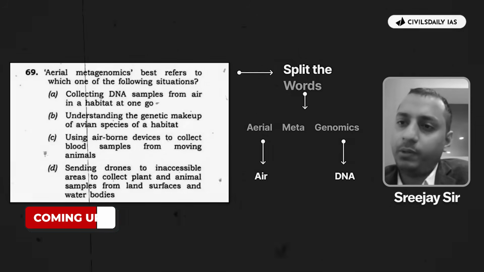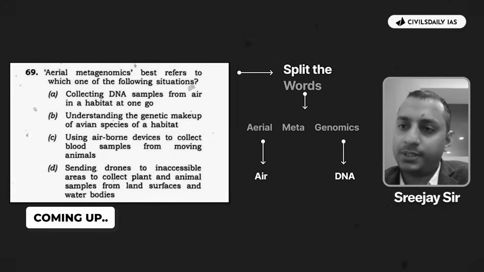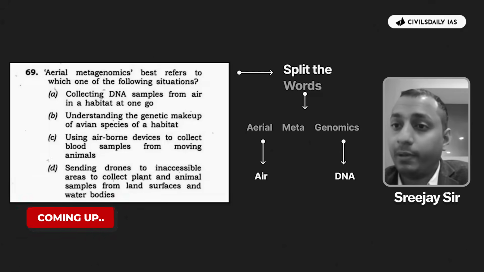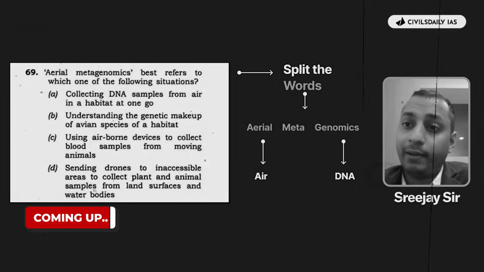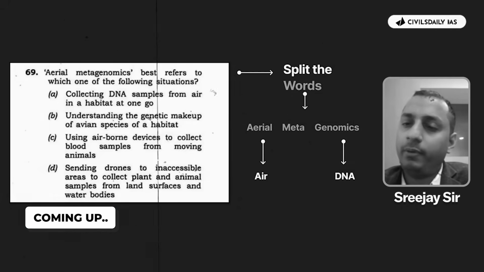Aerial metagenomics. Now, when you split the word aerial metagenomics, aerial can be related to air, genomics can be related to DNA. So what is that one option which has both air and DNA? It will be option A, right? So therefore, A will be the answer here.